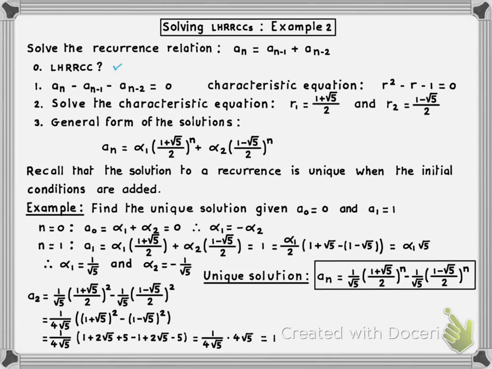So as strange as it looks, this is actually a closed form formula for the terms in the Fibonacci sequence. And the way we obtain this solution is using our algorithm for solving LHRRCs. And so now you can compute the 100th term of the Fibonacci sequence simply by plugging the value 100 for n.